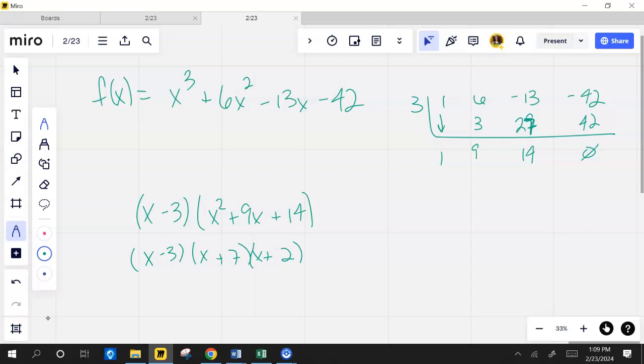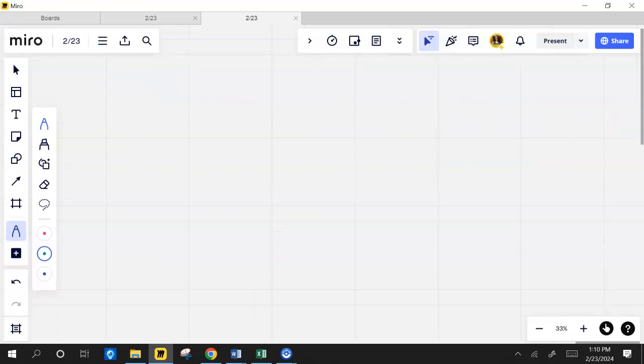Yeah, those are all linear factors. That was x squared. 12 and 4 multiplies to 48, but adds to 8, negative 48. 2 and 24, 3 and 16. Okay, I got one.